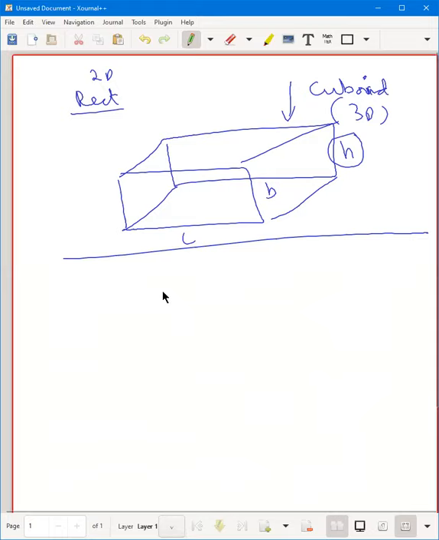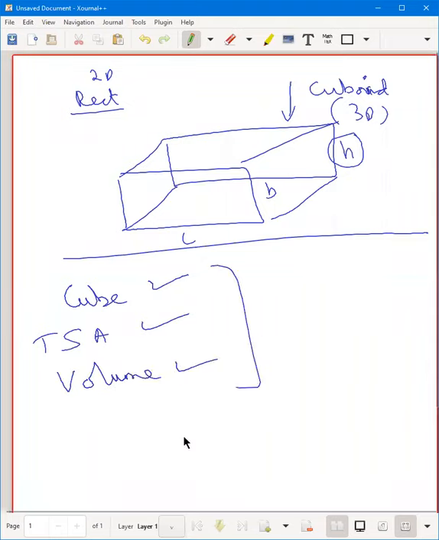Any doubts, anyone, regarding cube, surface area, and volume? So we covered the cube. What is a cube? What is the total surface area of a cube? And what is the volume of a cube? Any doubts or any questions, anyone? If any concept is not clear, please ask me now itself. Otherwise, I will presume that you are clear on everything.